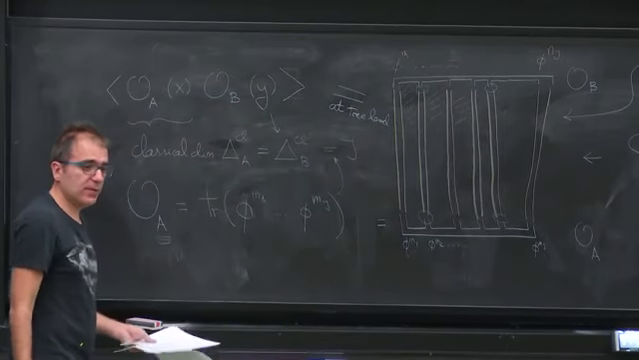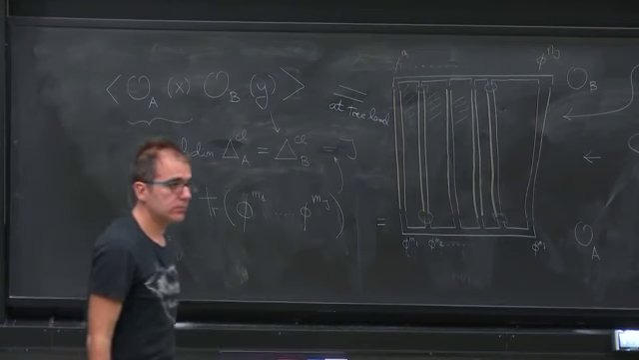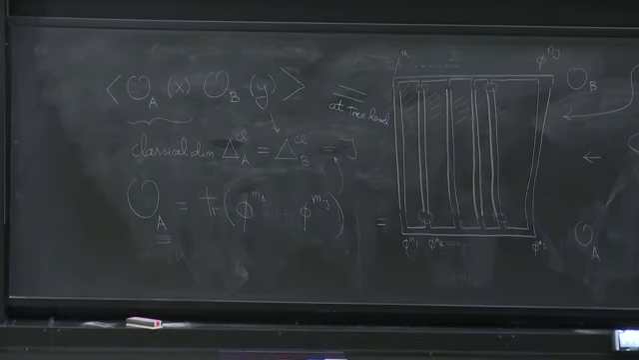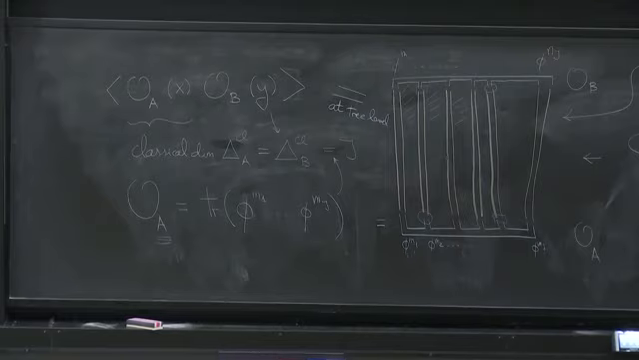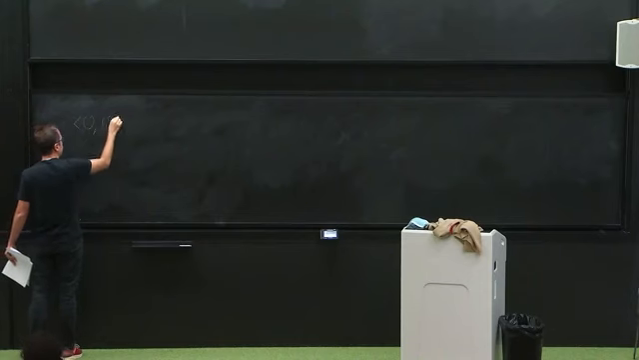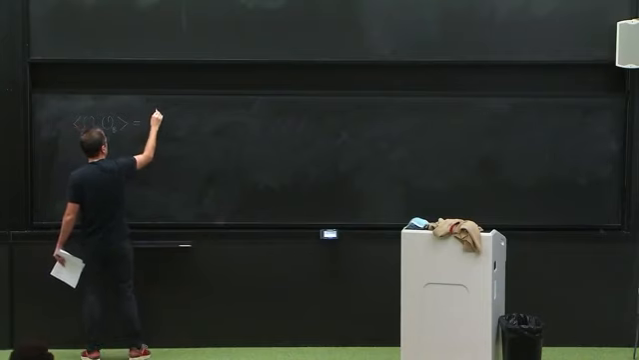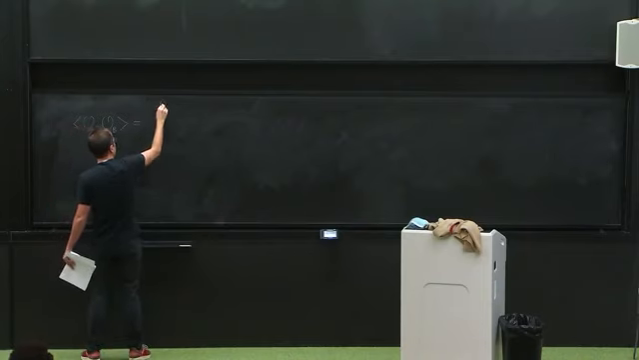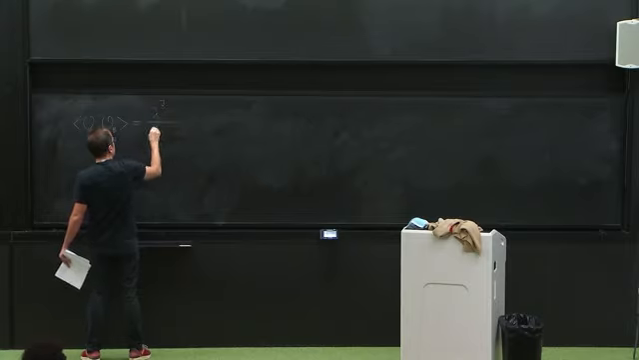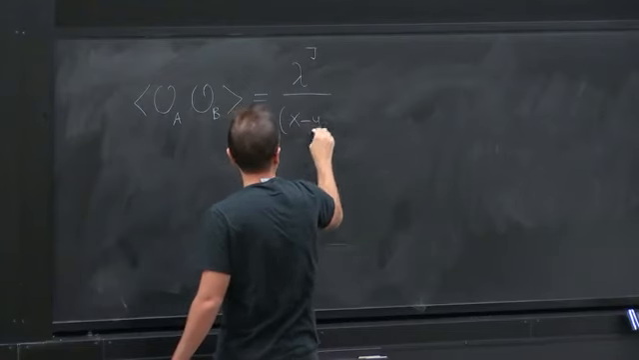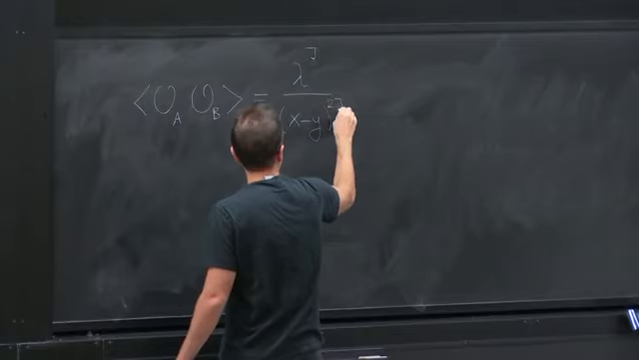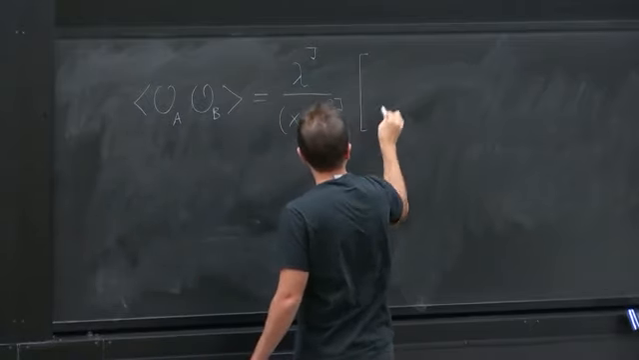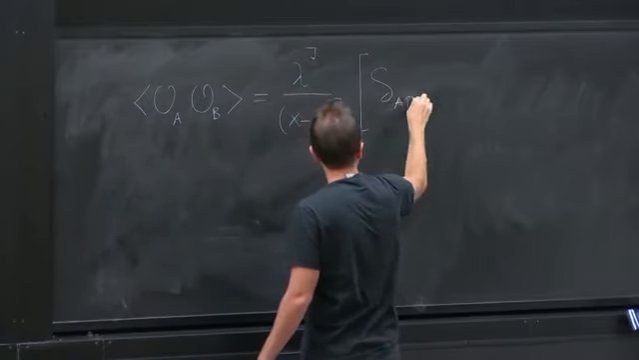Now, what happens at one loop? So we conclude that the propagator of OA with OB equals some overall power of the coupling, lambda to the j, times some propagators, x minus y to the 2j, times delta EB. That's what we got so far.